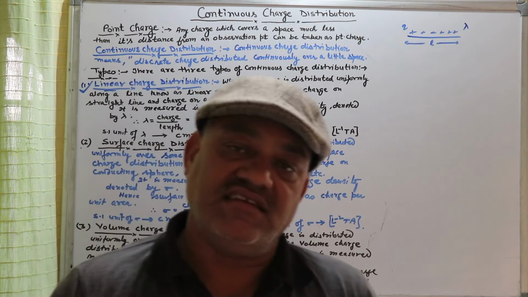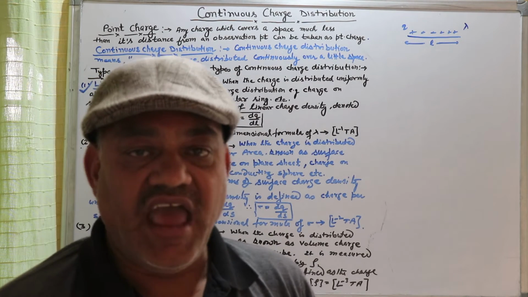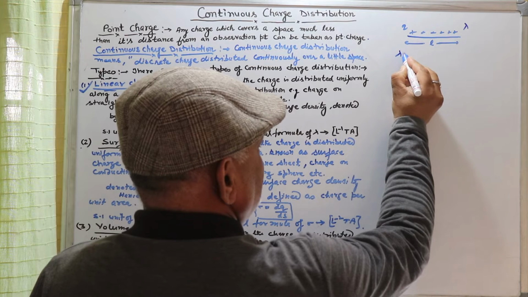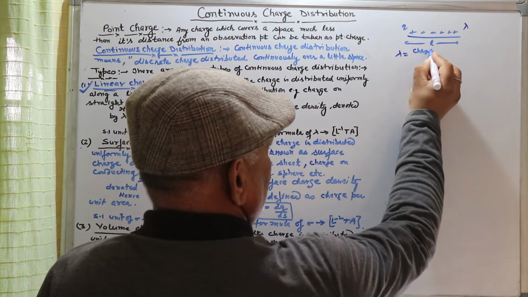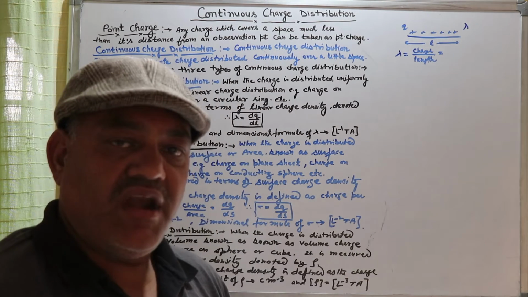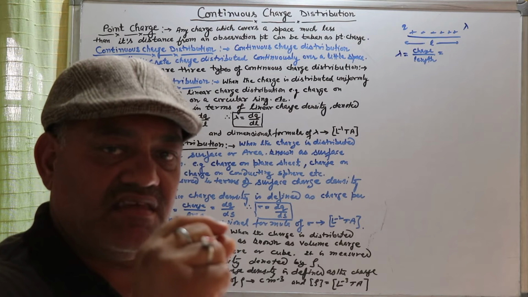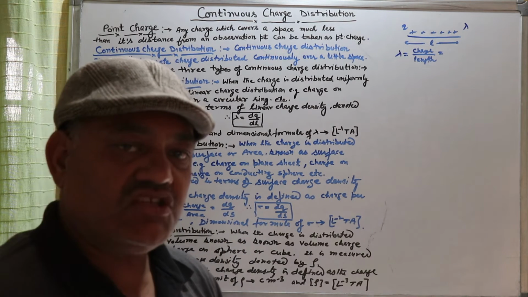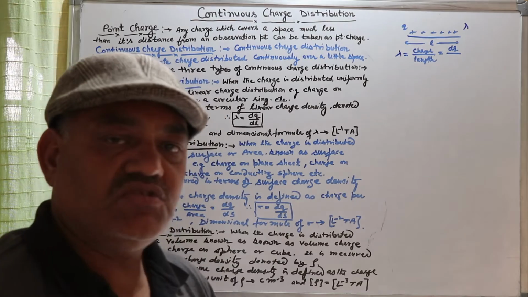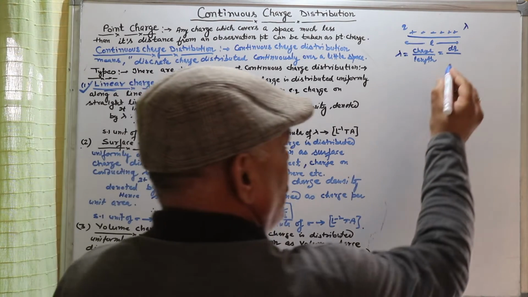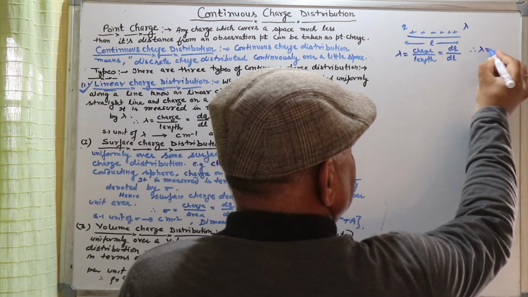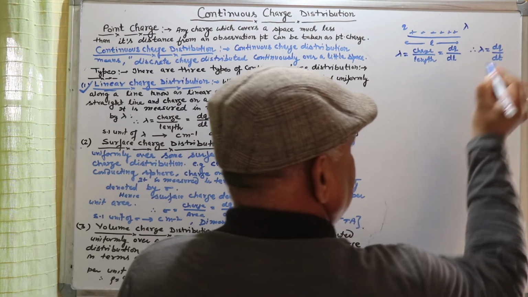Now, what is linear charge density? Linear charge density is defined as the charge per unit length. That is, lambda, linear charge density, is defined as charge per unit length. Now, यूनिट लेंथ के ऊपर जो चार्ज होगा बहुत स्मॉल होगा, so for small charge we write dq. dq means small charge, and unit length is also very small. For small length we will write dl. Therefore, this lambda, linear charge density, is dq upon dl.